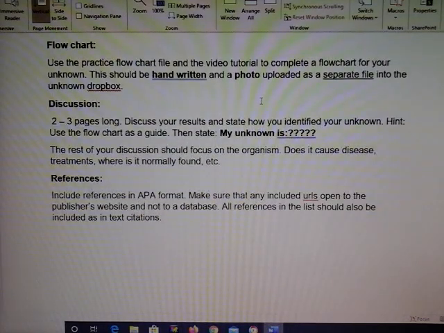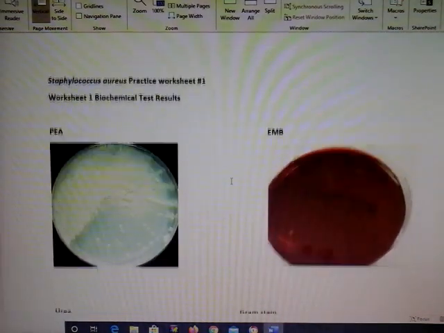Then your flow chart, again, I will be uploading a tutorial that will help you with this and give you some examples on how to do it. What you will do is draw it by hand, take a picture of it, and upload that as a separate file into the unknown Dropbox. Discussion should be 2 to 3 pages long. Write down a little bit on how you did the experiment, and then tell me what your unknown is, okay? And then include references. So next, what I'd like to do is just go over the worksheets with you.